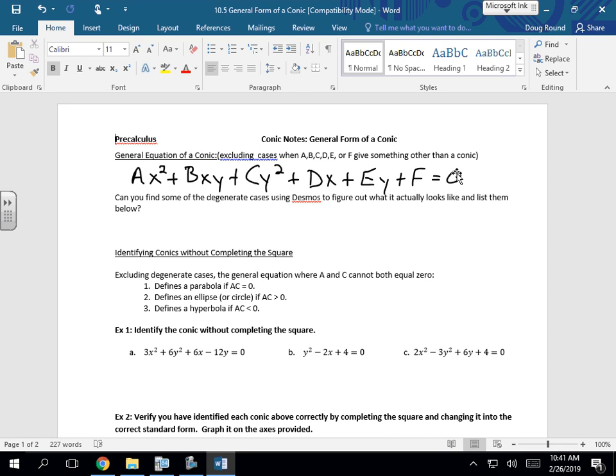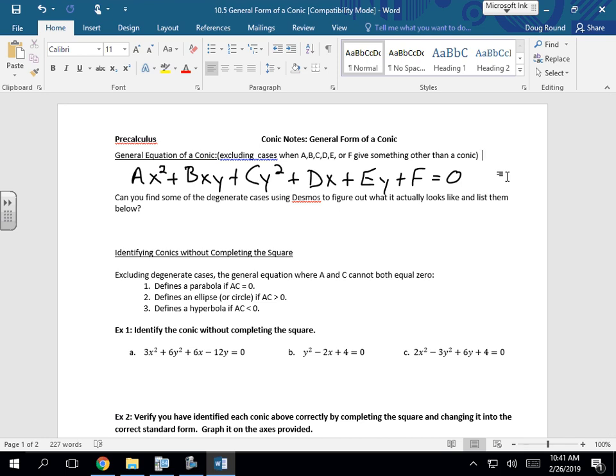Some rules that tell you, just looking at the equation in general form, what you could expect the shape to look like. You see that is a C. This is a, oh, that's a 0 on the end. It's covered up, is it? So that's the general form of a conic. Ax squared plus bxy plus cy squared.